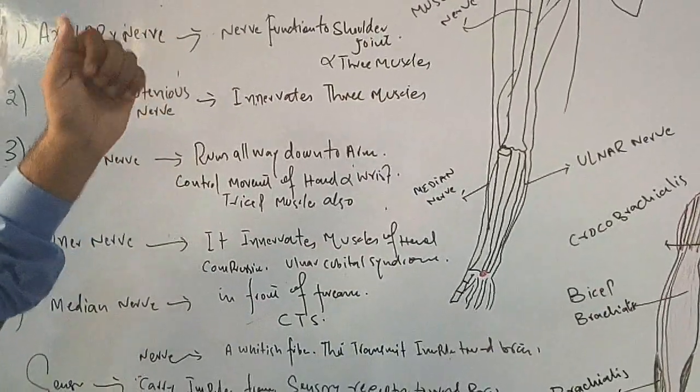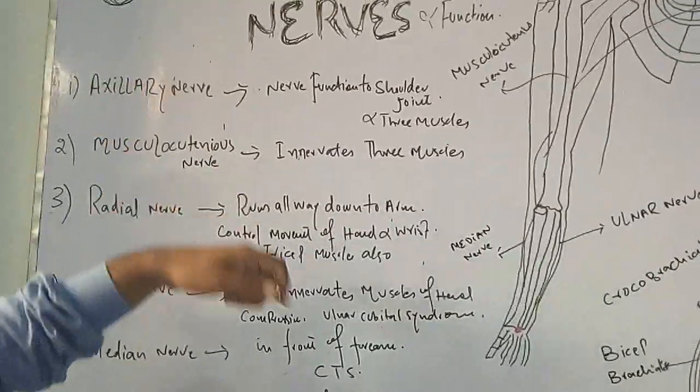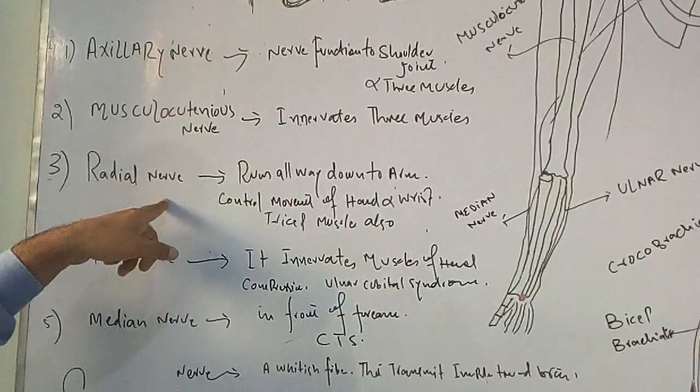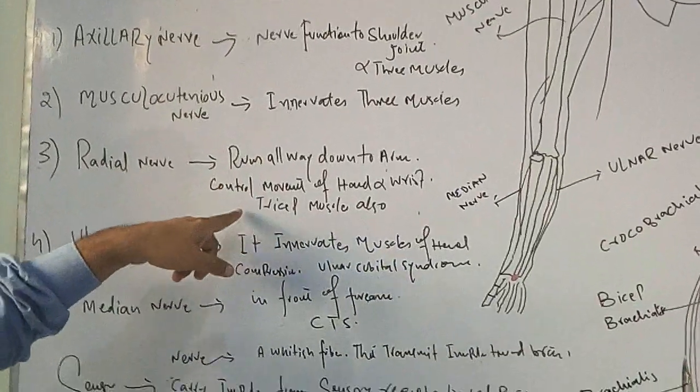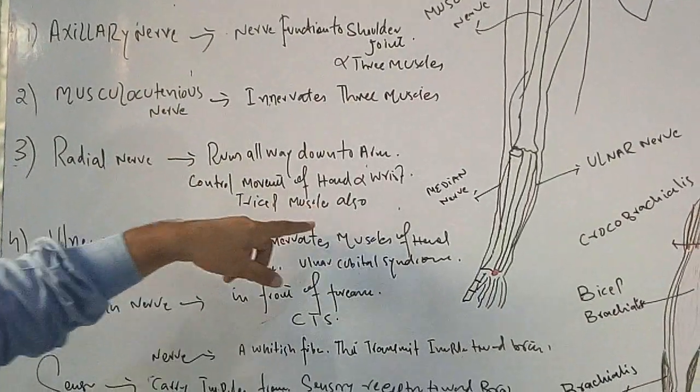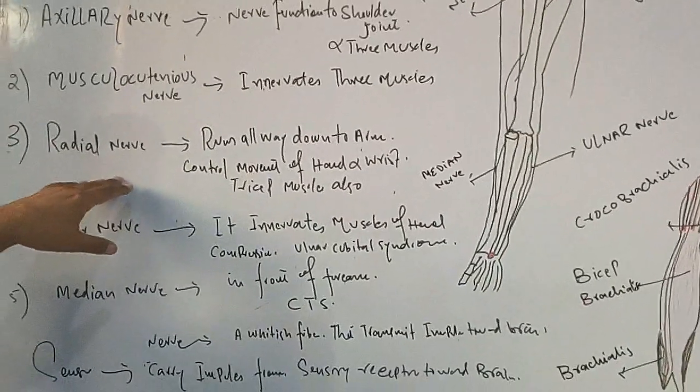If you move, the total movement of the hand and wrist goes toward the radial nerve. It also controls the triceps muscles' movement. So this is the important function of the radial nerve.